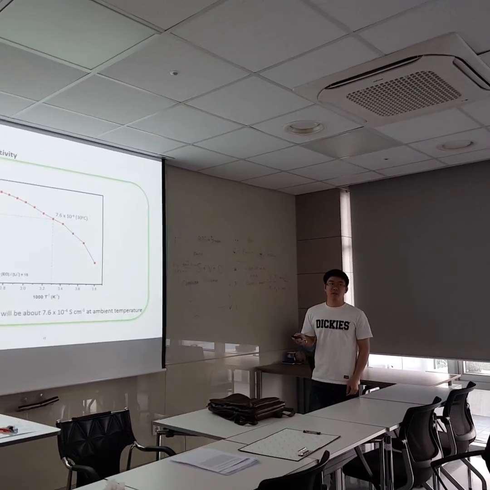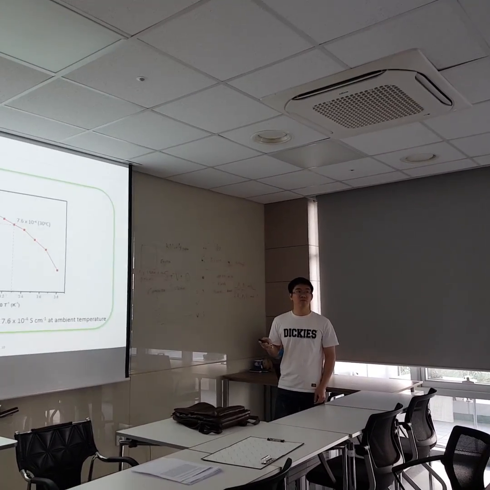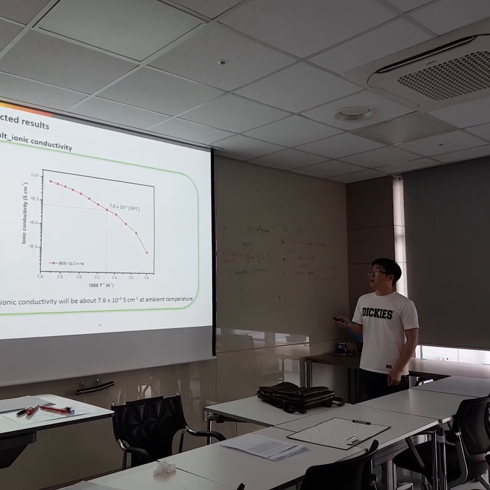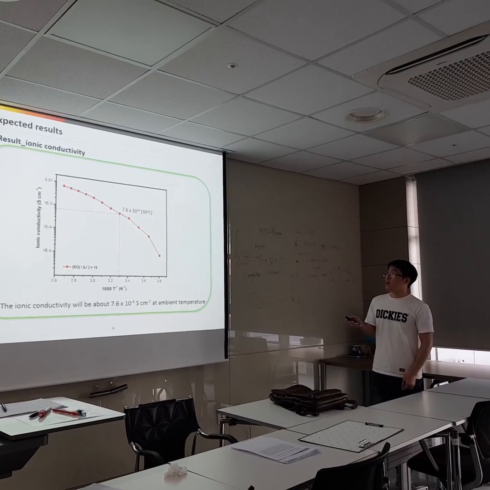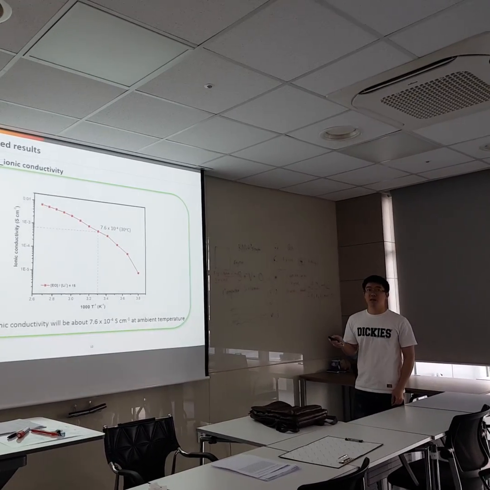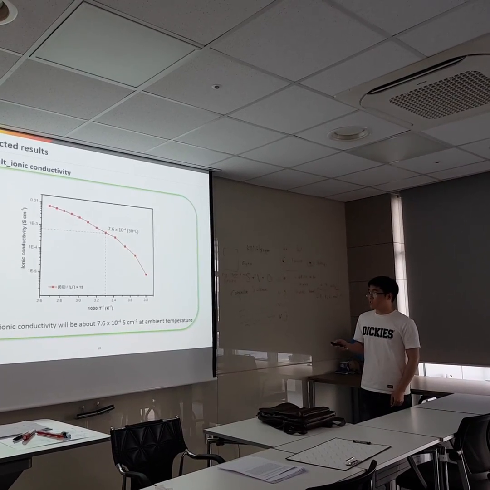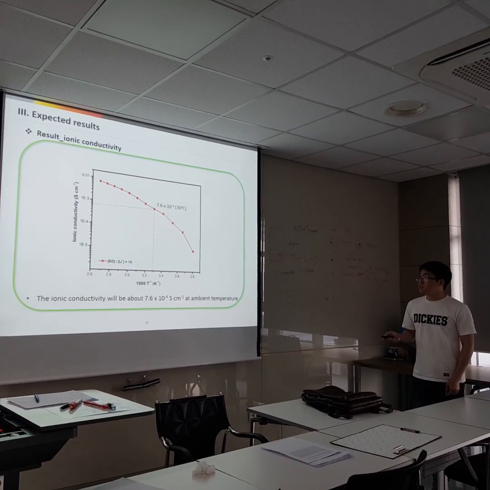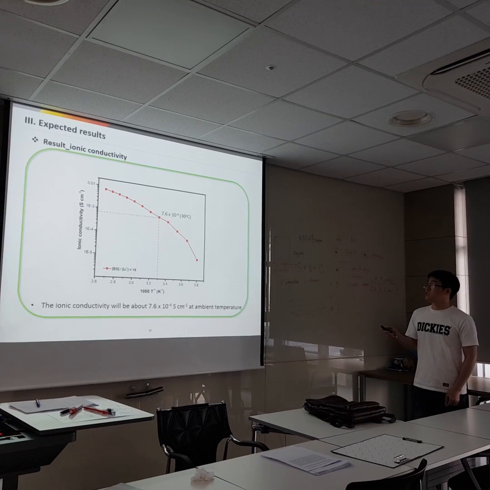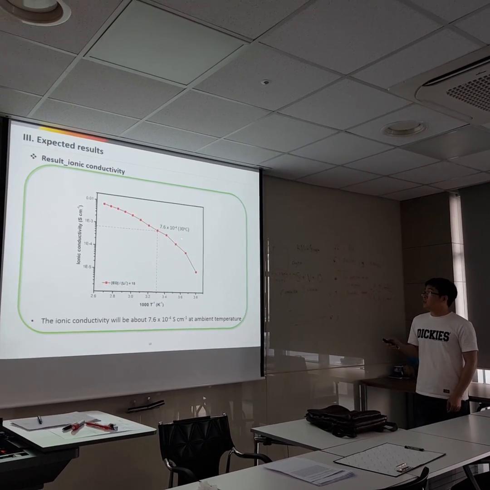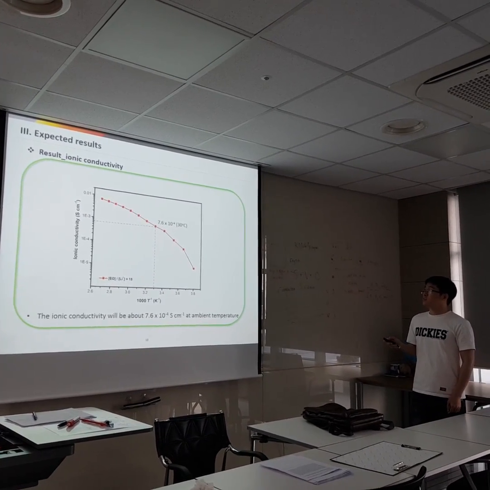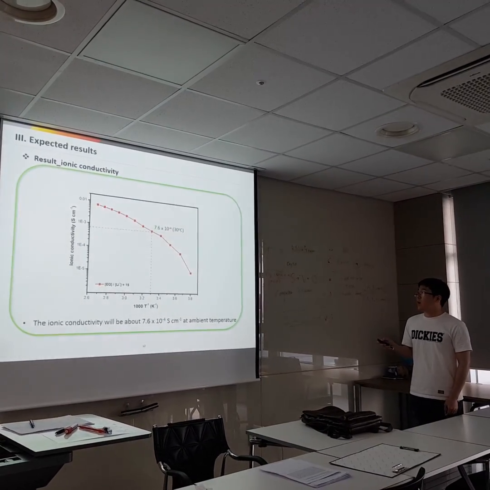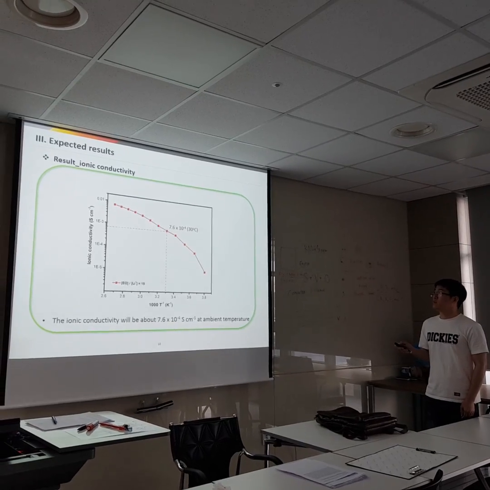And this one is the expected result. Firstly, I measured the ionic conductivity of the solid polymer electrolyte with a range of temperature from -10 to 100 degrees. And the ionic conductivity of solid polymer electrolyte is about 7.6 times 10 to the power -4, which is a very high ionic conductivity at ambient temperature.